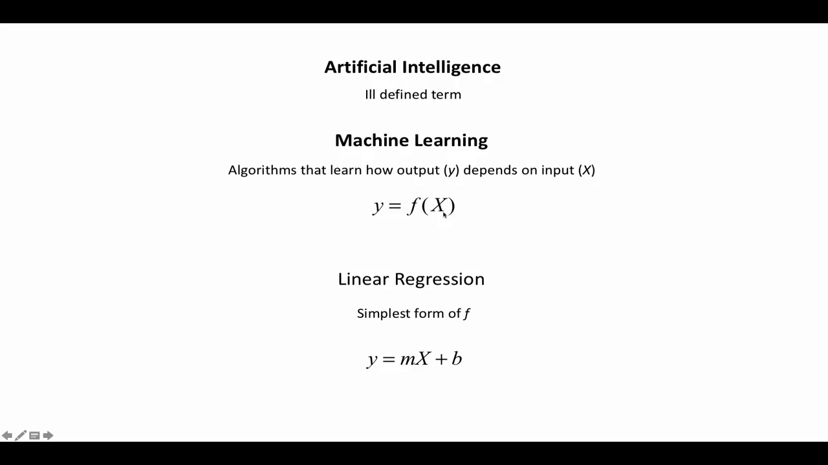And so the simplest function that you can think of, the simplest form of f, is this equation here, where y just depends on x multiplied by a constant, and then you have an intercept here, b. So that is known as linear regression.